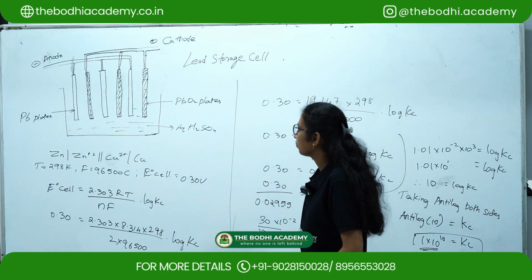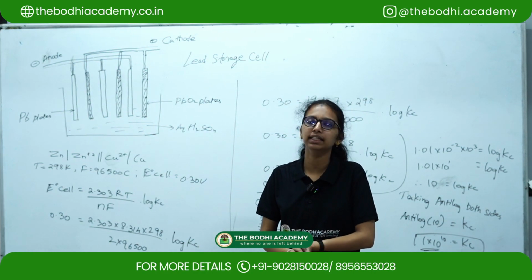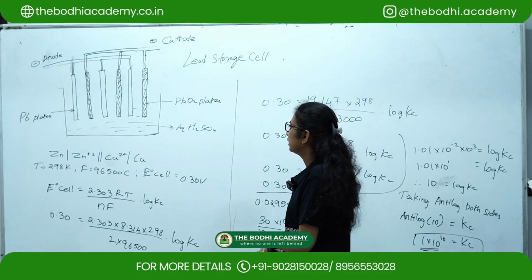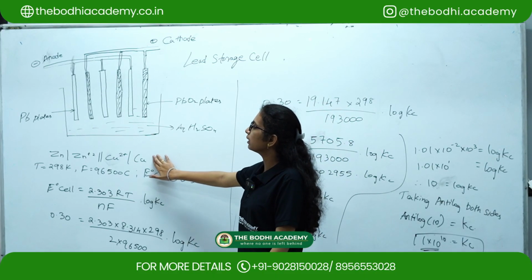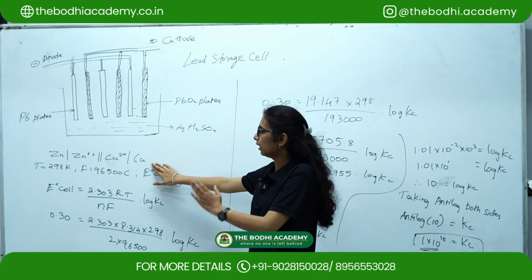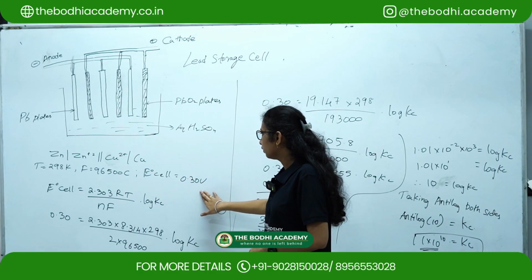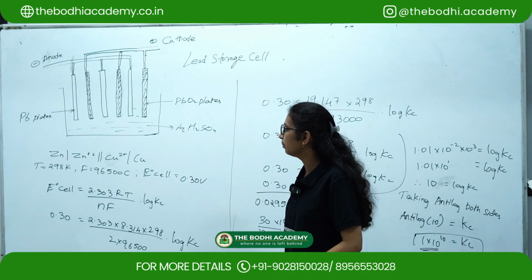So this is a diagram of the lead storage cell, and they have asked us to solve a problem to calculate the equilibrium constant of the cell. And this is the cell. In this given cell representation, it shows that zinc is undergoing oxidation and copper is undergoing reduction. These are the values which are given: E0 cell, Faraday's constant, and temperature.